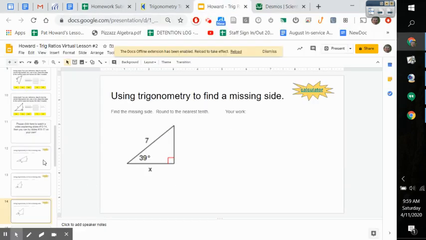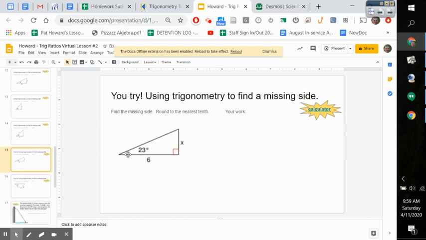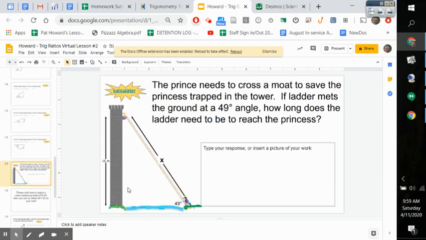So guys, here's what I want you to do. All right, that was slides 12, 13, 14. Here's 15. I want you guys to try it on your own. You can use a piece of paper. You can type it out if you want to. Label it. Okay, circle your angle. Label opposite, adjacent, hypotenuse. Try it out.